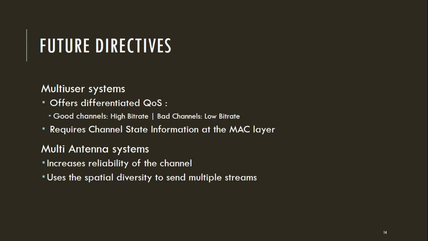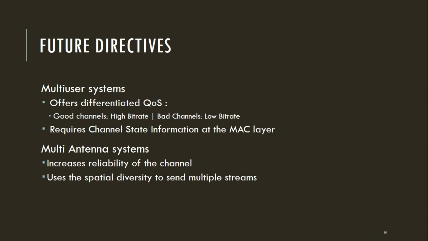For future directions, the current research thrust area is going towards 5G and wide area IoT protocols, and multi-user systems and multi-antenna systems are some configurations that are poised to power these technologies. So a multi-user system is basically differentiated QoS. It offers differentiated quality of service to the users. The users that are experiencing good channel conditions receive the signals at a high bit rate, whereas the consumers in bad channel conditions would receive a low bitrate. So it basically uses the available bandwidth in a very efficient way.